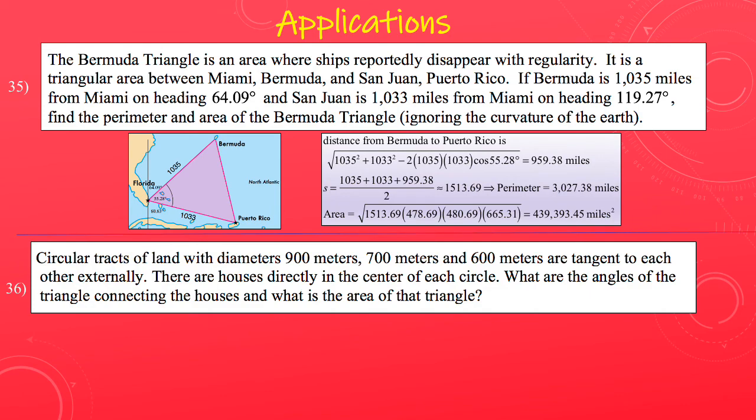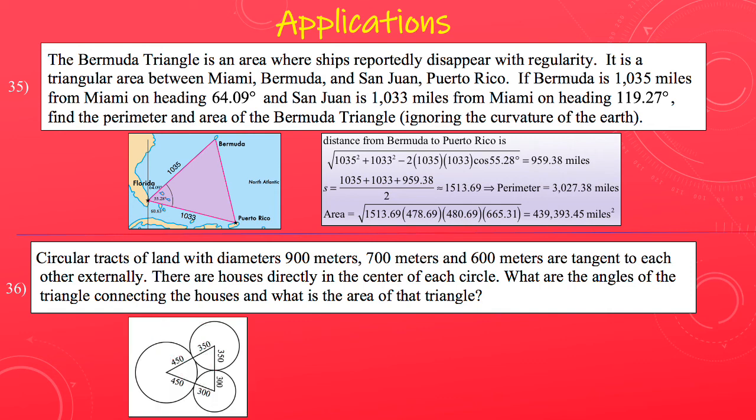Number 36 reads, circular tracts of land with diameters 900 meters, 700 meters, and 600 meters are tangent to each other externally. There are houses directly in the center of each circle, and we'd like to find the angles of the triangle connecting the houses and the area of that triangle. The picture is straightforward. We show our three circles with radii 450, 350, and 300. And that will make our sides 800, 650, and 750.